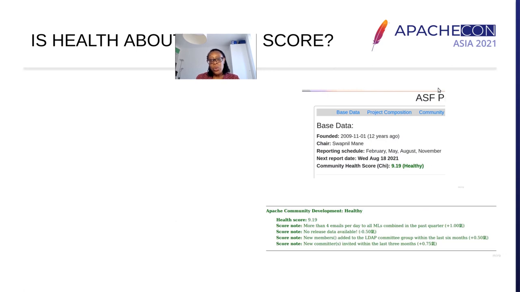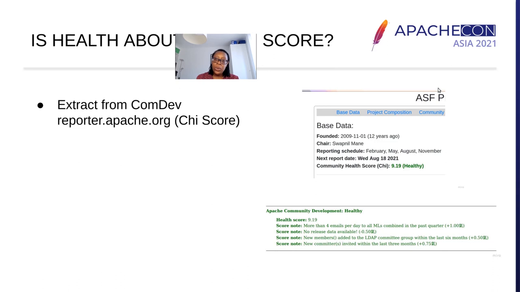So those of you who use the reporter.apache.org tool to create your board reports, the actual template includes what they call a CHI score, or a community health score, and you can see that highlighted down here. What I've done is I've extracted the community development report from reporter.apache.org and shown you the score it has given ComDev, the community development project, for community health. The score it's given is 9.19, and it says healthy in brackets. So does that mean that the community is healthy?